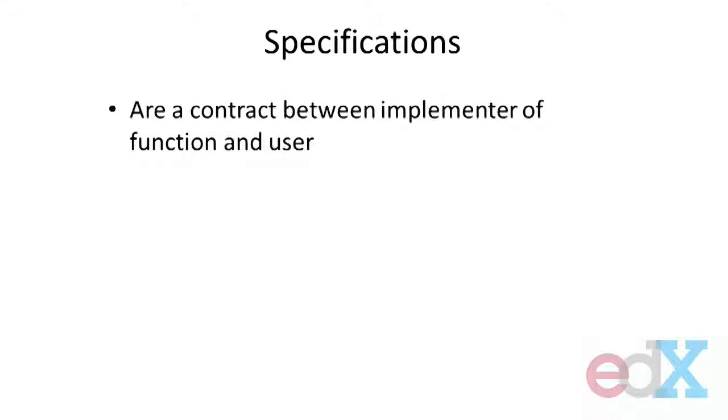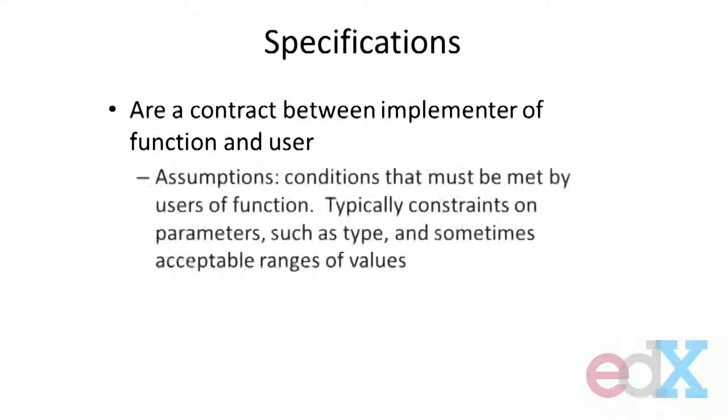valuable is that the specifications now become a contract between the implementer and the user. It defines assumptions. What are the conditions that the implementer is assuming must be met by users of the function? It's typically constraints on the parameters, like what kind of type it should be. Sometimes it defines acceptable ranges of values. And in essence, it tells the user, if you don't satisfy these constraints, all bets are off.